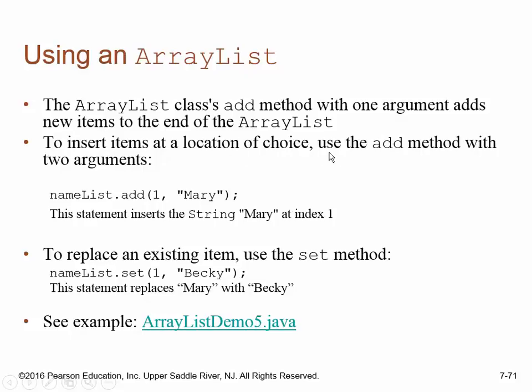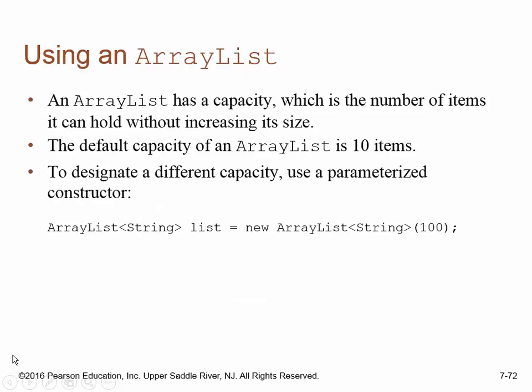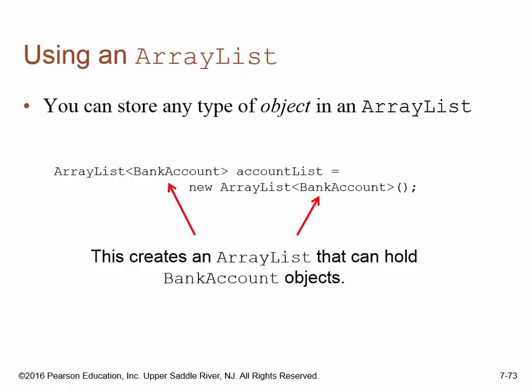To insert elements at a specific location, you use add and tell it where to go. To replace an element, instead of using add, you say set. So as it says, that would replace Mary with Becky. An array list has a capacity. The default is 10, so when it reaches 10, it will automatically be doubled to 20. But you can set a new capacity when you do this if you want to. Here we're setting it to 100. Once we reach 100, it will automatically be doubled to 200.